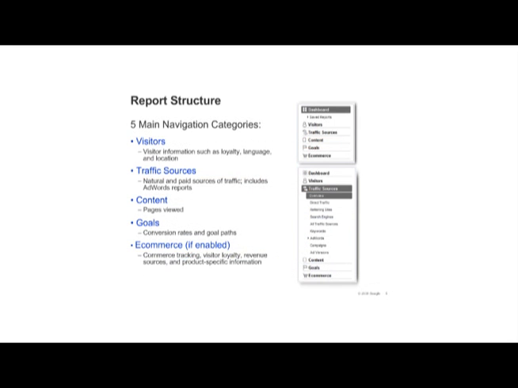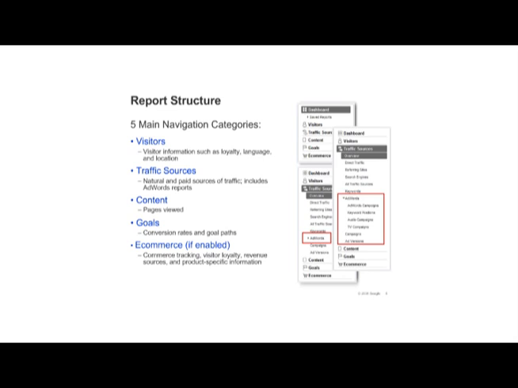In the left-hand navigation, you'll see that your reports are organized into categories: visitors, traffic sources, content, goals, and e-commerce. If you don't have an e-commerce site or don't have e-commerce reporting enabled, you won't see the e-commerce section in your navigation. To view reports, click on any of the categories and the reports available within that category will appear. Some reports contain additional sub-reports, like the AdWords report under traffic sources. Click the arrows to see the sub-reports.